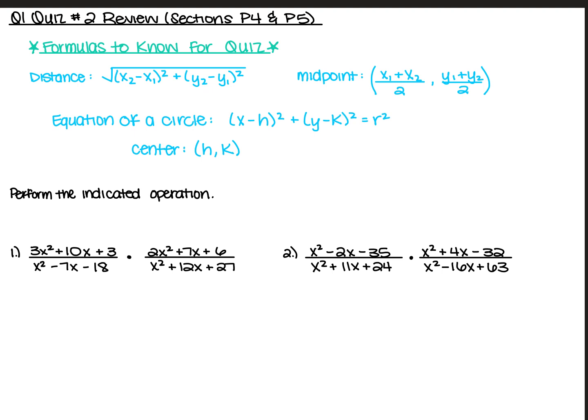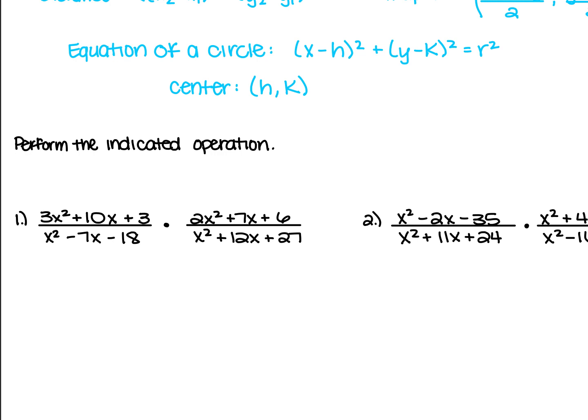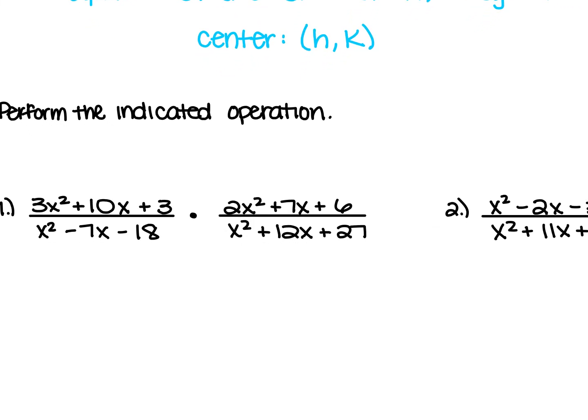Okay, so if we look at number 1, we're performing the indicated operation. We have multiplication for number 1 with 3x squared plus 10x plus 3 over x squared minus 7x minus 18 times 2x squared plus 7x plus 6 over x squared plus 12x plus 27. I'm going to start this from the start by factoring the top and the bottom of each of these fractions.